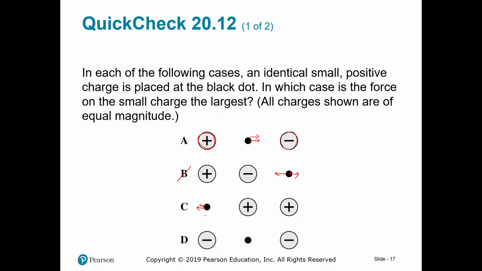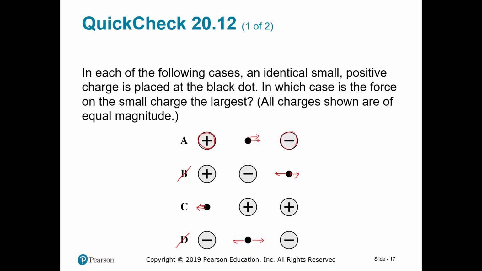How about D? Attractive to the left and another attractive to the right, and then they will exactly cancel out. So for D, you see the forces will be 0. So now your question is which one has a greater force? Case A or case C?